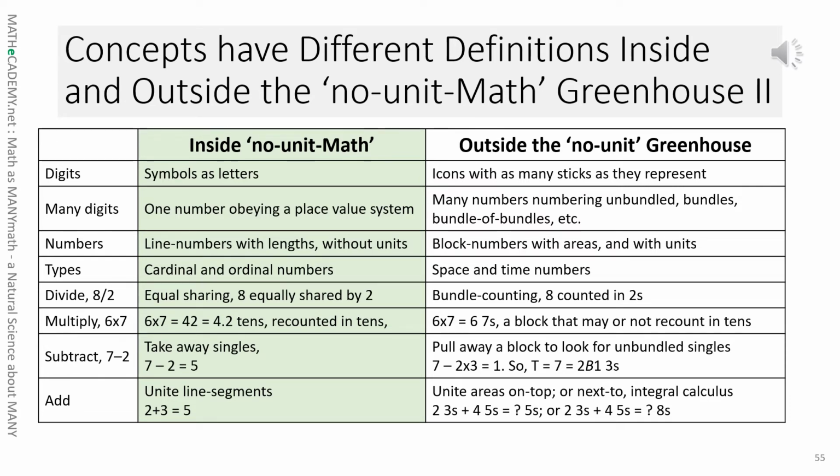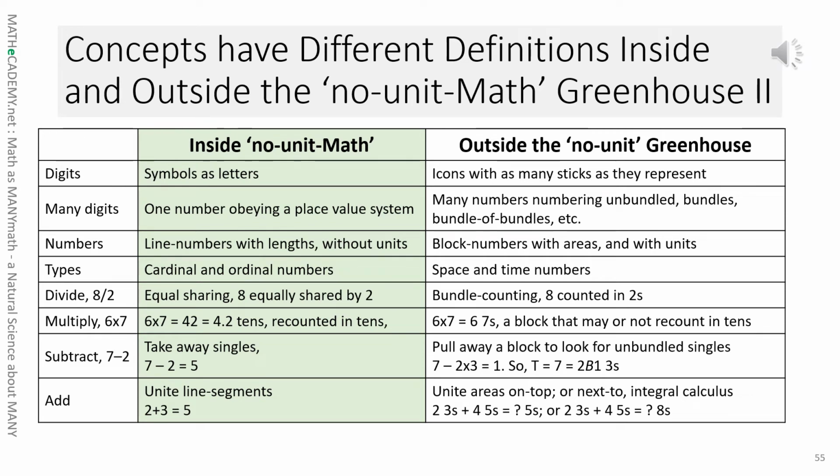Numbers. Inside, it is line numbers with lengths, without units. Outside, it is block numbers with areas, and with units. Types. Inside, it is cardinal and ordinal numbers. Outside, it is space and time numbers. Divide, 8 over 2. Inside, it is equal sharing, 8 equally shared by 2. Outside, it is bundle counting, 8 counted in twos.